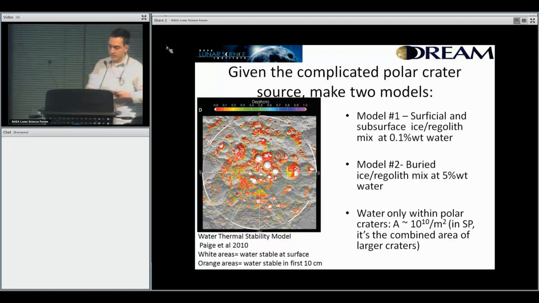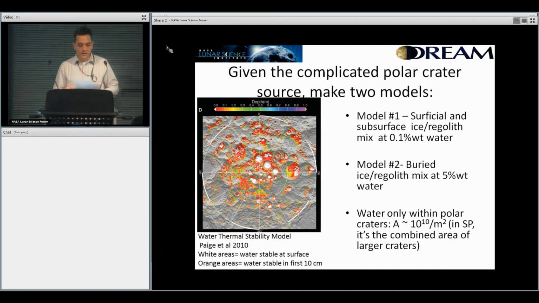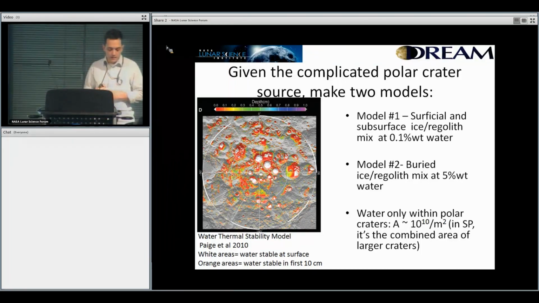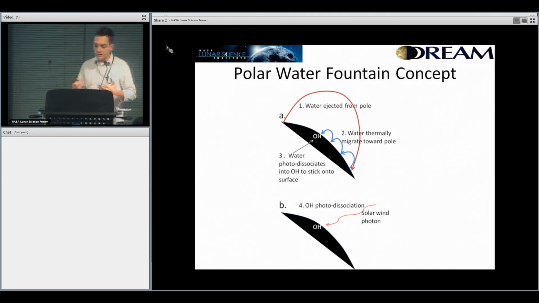So to take these two things into account, the neutron spectrometer measurements with a somewhat low concentration and the LCROSS measurements with a higher concentration, we start out in this polar water fountain model with two different types of models for the source. Model number one is a surficial and subsurface ice regolith mix at a somewhat low concentration. Then we would also try a second model where the ice is buried at a higher concentration.